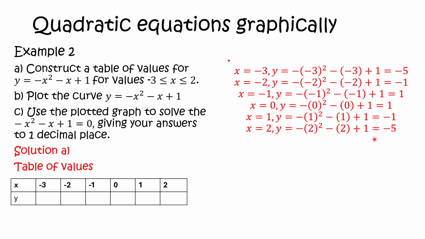The y value associated with x is equal to 2 is minus 5, because where I have x, I substitute a 2, so that we get to that. Then with those values, I have them in the table. The table is going to assist in plotting the points on the graph paper.